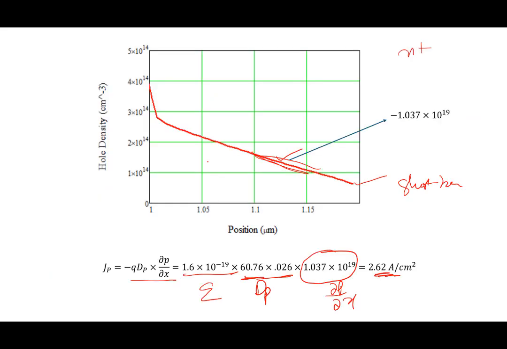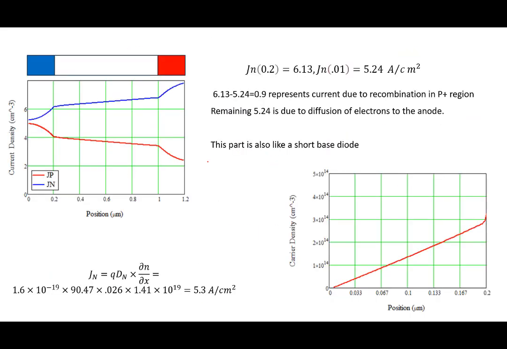Now something similar we can do for the other side also. For the other side, the minority electron current. So now we focus here on this part. The current at this particular point is 6.13. The current that reaches the contact is 5.24. So 6.13 minus 5.24 represents recombination in the P plus region. This 5.24, which is flowing into this, is due to diffusion of electrons to the anode.